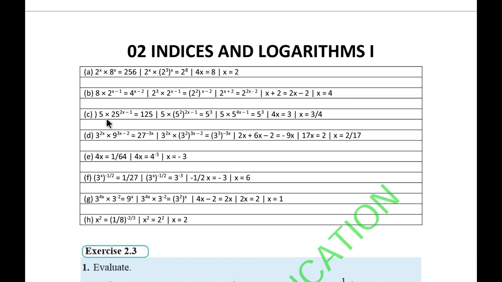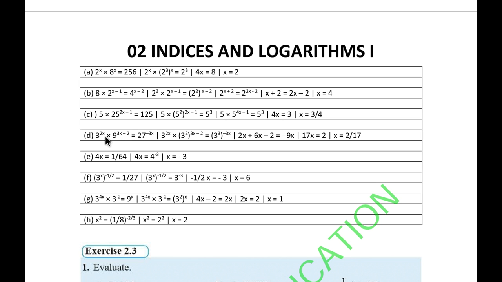The next one is 5 times 25 to the power 2x minus 1 equals 125. So here 25 is 5 to the power 2, to the power 2x minus 1. And 125 is 5 to the power 3. So here 5 to the power 4x minus 1 equals 5 to the power 3. So here will be 4x minus 1 plus 1, just 4x equals 3. So x equals 3 over 4.